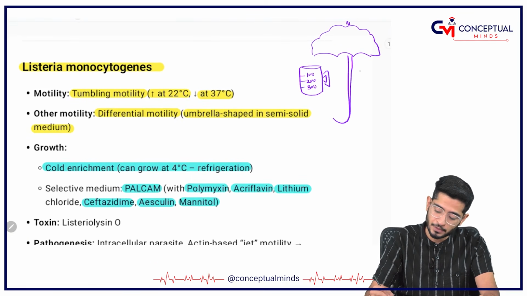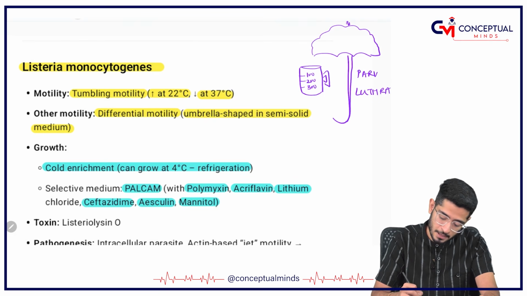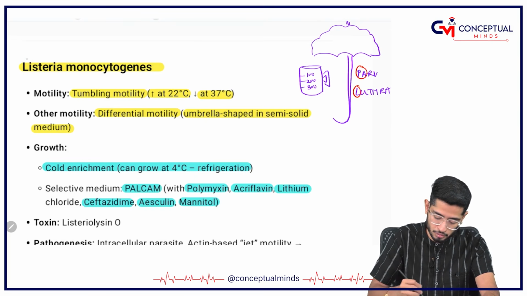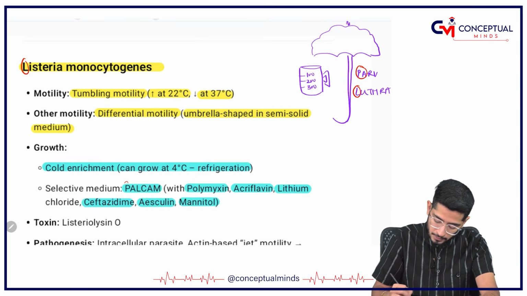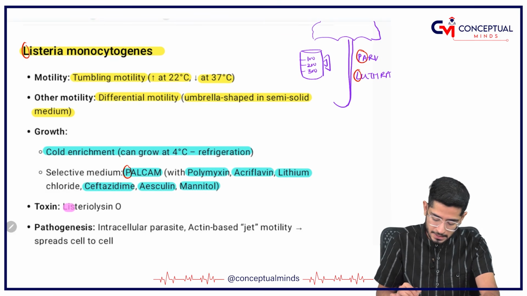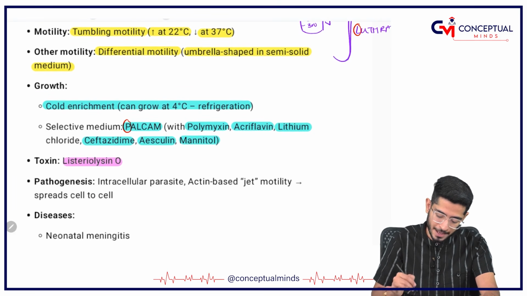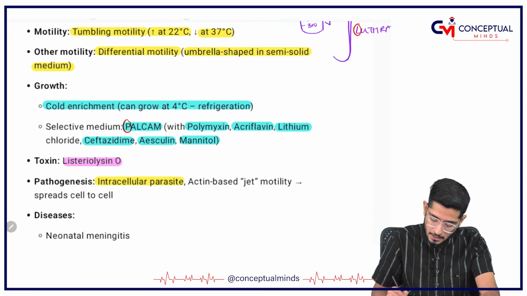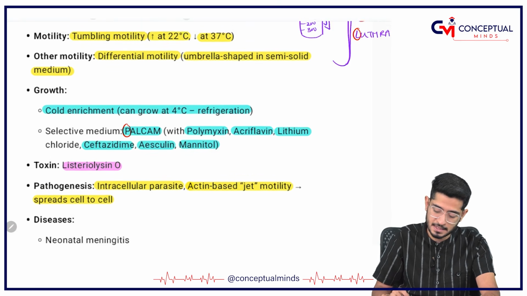So remember that you have to remember my name also. My name P for PALCAM media and L for Listeria monocytogenes. L for Listeria, P for PALCAM media. Toxin, very easy to remember, Listeriolysin O. And pathogenesis, remember it is an intracellular parasite, and actin based jet motility it is going to show. That means it spreads cell to cell.